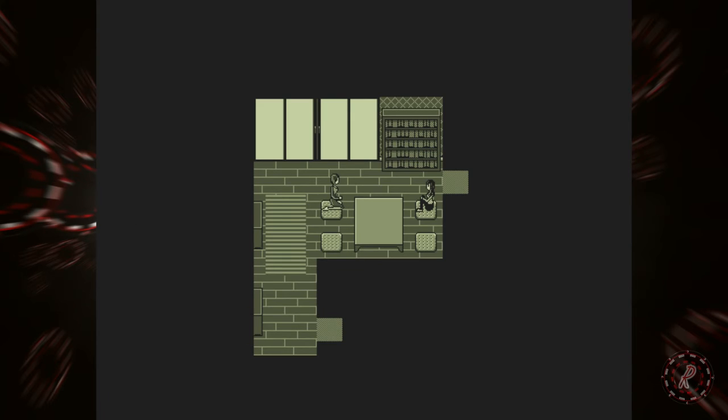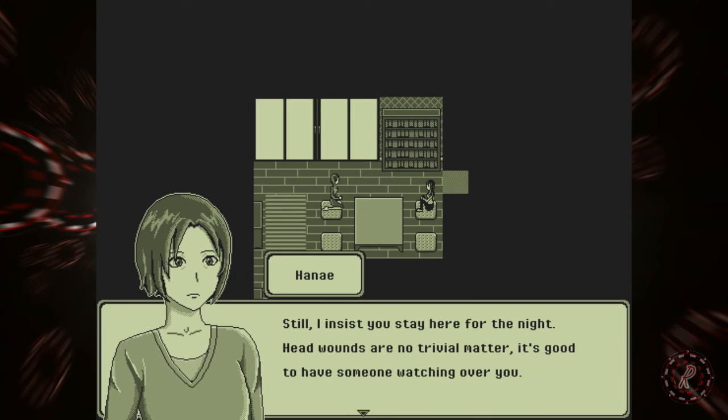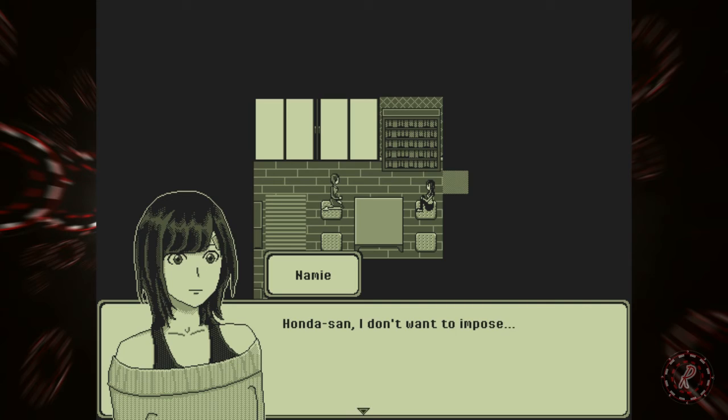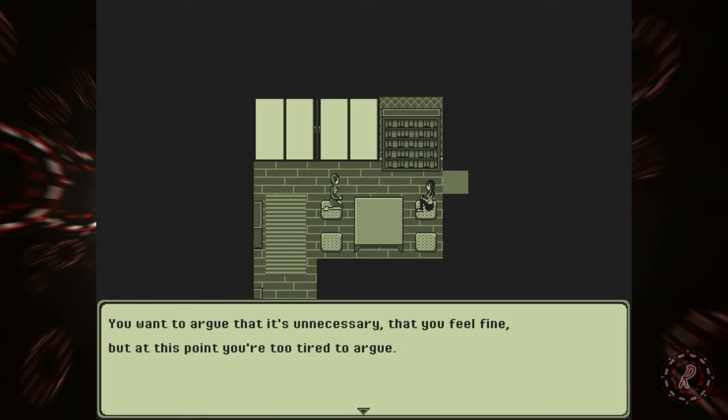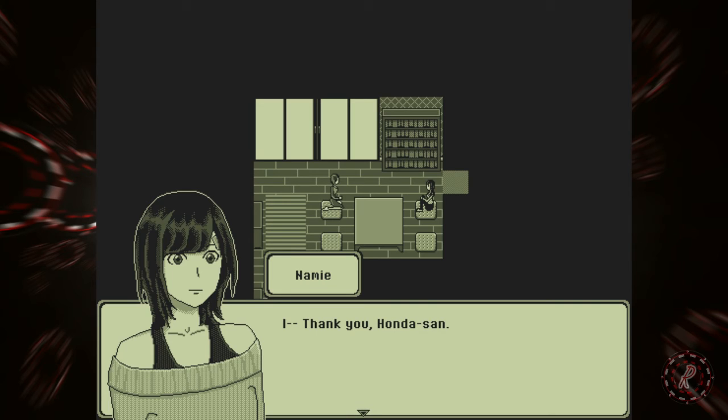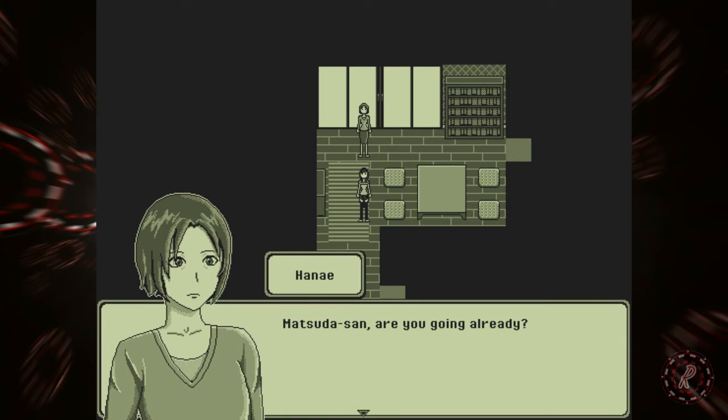If you say so. Can I sleep here? Still, thank you. I insist you stay here for the night. Head wounds are no trivial matter. It's good to have someone watching over you. Oh, Honda-san, I don't want to impose. Now is not the time for Japanese sensibilities, okay? I insist. I can't in all good conscience send you home alone like this. You want to argue that it's unnecessary, that you feel fine, but at this point you're too tired to argue. I thank you, Honda-san. No, I'm not. I am not too tired to argue. I am okay with staying right the fuck here.